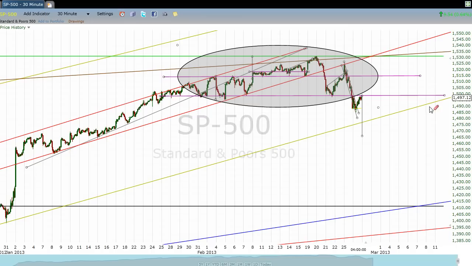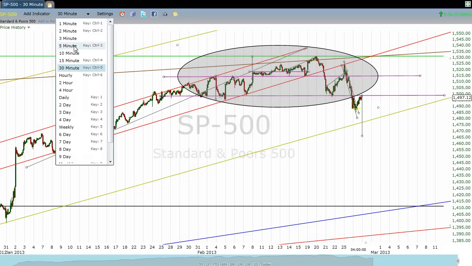So either this breaks, in which case I think we will likely head down to the low 1400s, or we get back into this pattern between 1498 and 1515 and work around in here a little bit more, at which point I think we still would be looking at a head and shoulders top. So guys, there is your video for today.